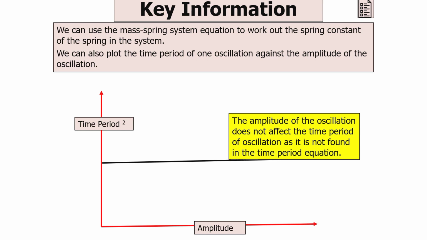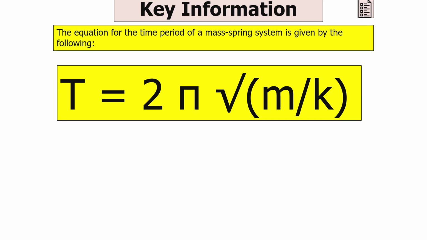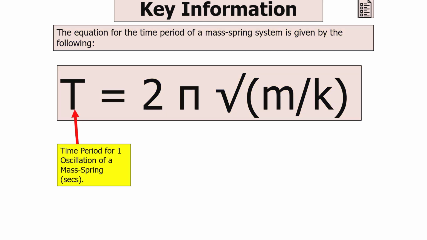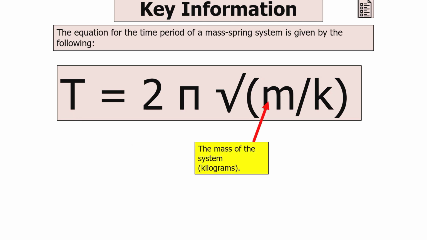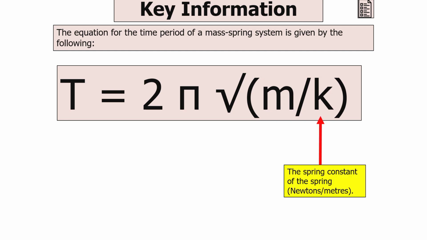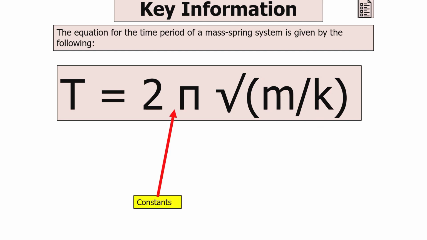So, the equation for the time period of a mass spring system is given by the following. T is equal to 2 pi times the square root of m over k, where T is the time period of one oscillation of a mass spring in seconds, m is the mass of the system in kilograms, k is the spring constant of the spring in newtons per meter, and 2 pi are constants.